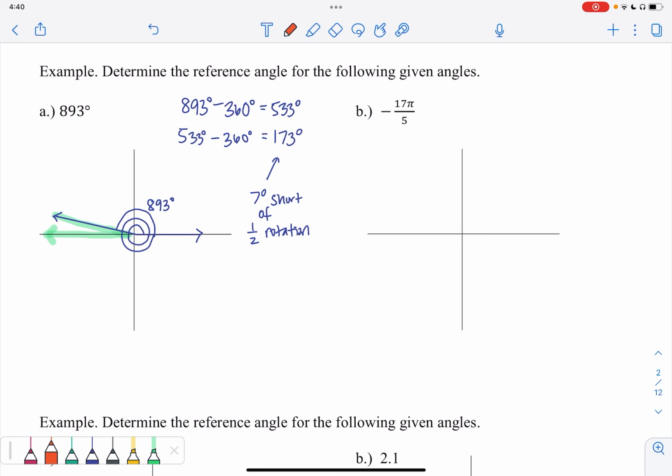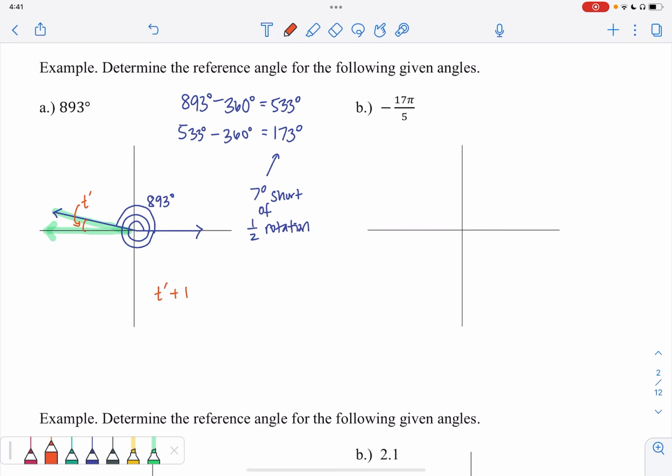And again, we can label this T prime, which is what we're calling it from the definition. But what we usually care most about is how big it is. Sometimes you can just see that from the picture. But if we want to make an equation to solve for it, sometimes we need to do that when it's a little trickier. I can see that T prime plus that 173 degrees, which was that last movement we made, that whole thing is half a rotation, so it's 180 degrees. So T prime will just be 7 degrees. And that is the size of the reference angle.